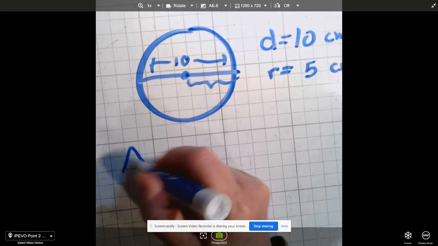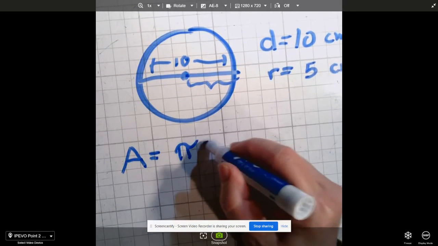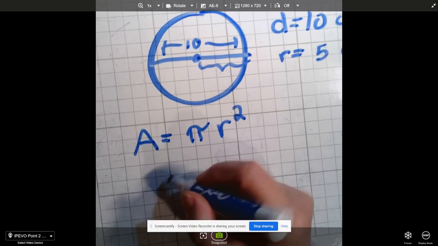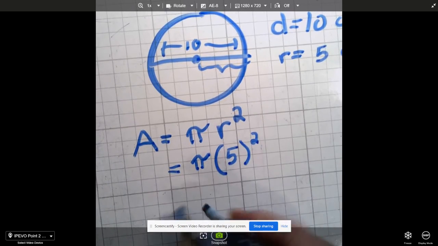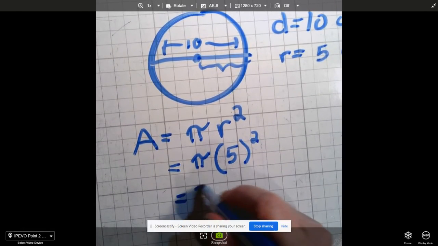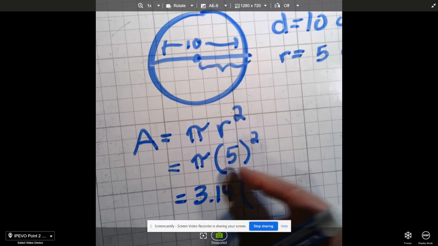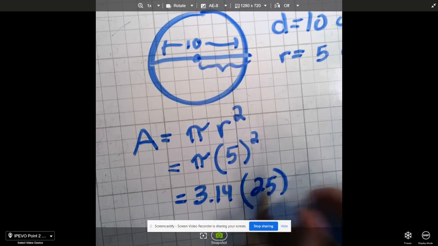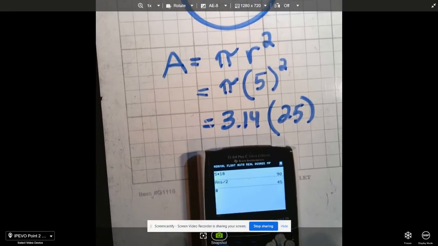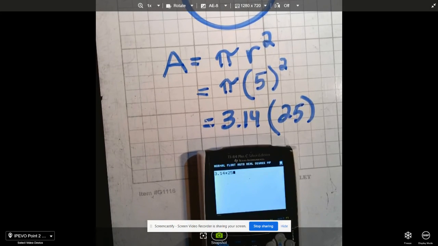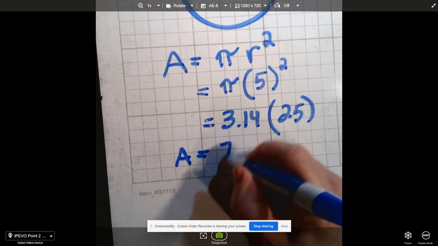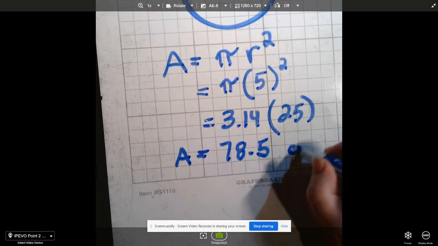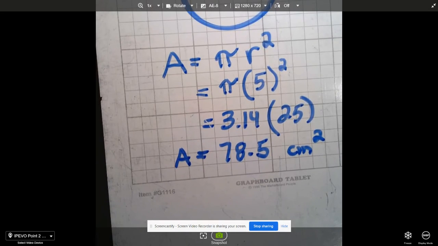So if you want to find the area first, the formula is pi r squared. Plug in what you know. Pi, the radius is 5 squared. But they said use 3.14 for pi, so I'm going to plug in 3.14. 5 squared is 25. So all I have to do is multiply those two together. 3.14 times 25. 78.5 is your area. And again, it's area, so it's going to be square units, centimeters squared.